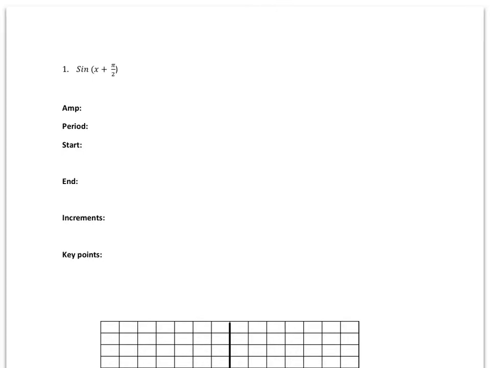All right, moving on. For this one right now, we're working on the separate handout. We're going to do number 1, and now we're adding parentheses in, so that means you're going to have a horizontal shift. All the shapes are going to stay the same.